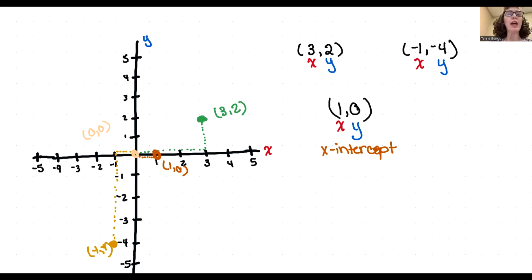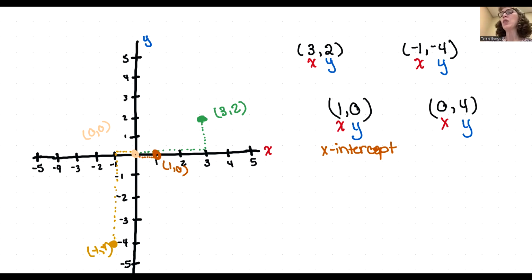Okay, so let's look at one more here. This time we're going to have 0, 4. Again, let's label them X and Y. So here is our X. The second number is our Y. All right, so let's see if we can graph this.